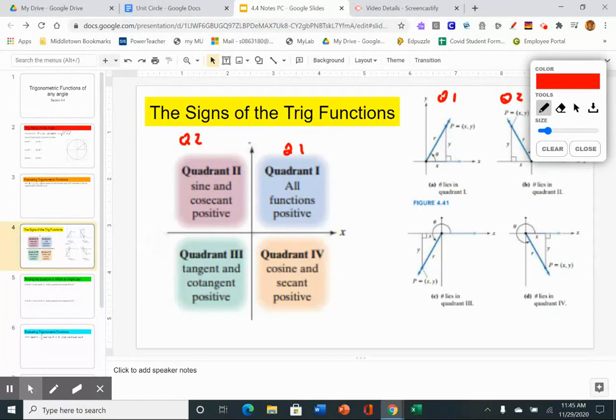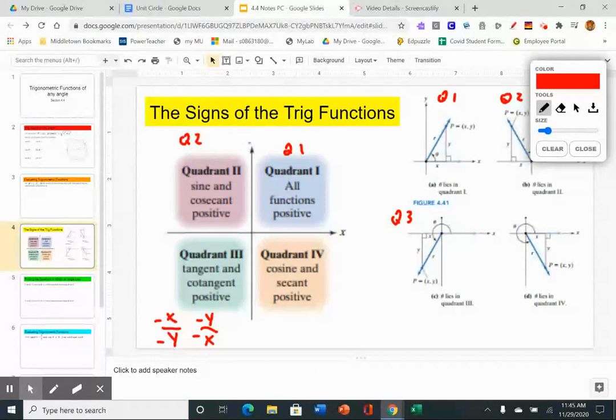In quadrant 3, that's right here, tangent and cotangent are positive. This is because the tangent and the cotangent ratio are y over x and x over y. So when all of it is negative and you divide a negative by a negative, you get a positive. So that is why cotangent and tangent are positive in quadrant 3.